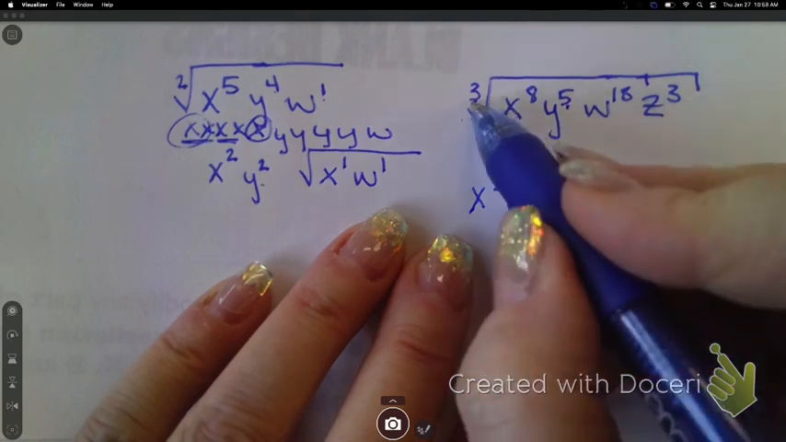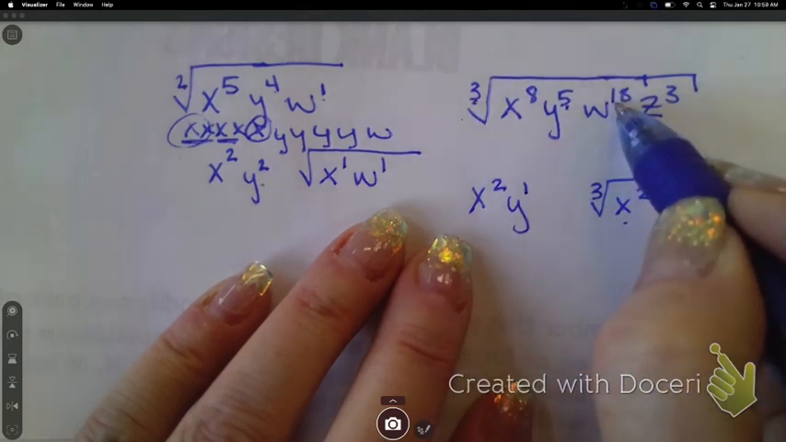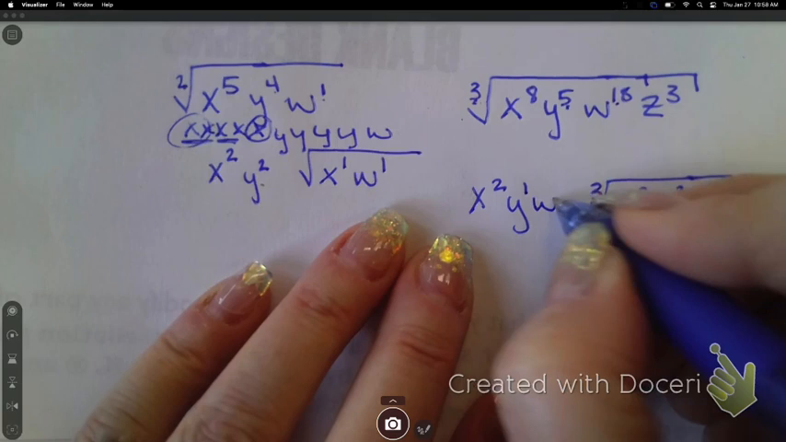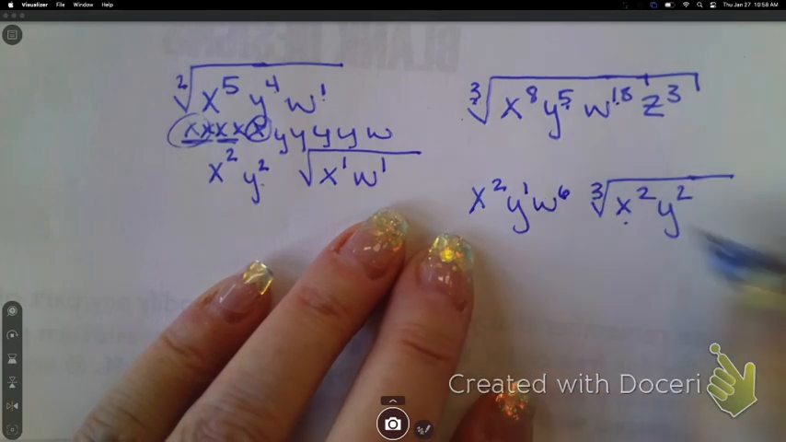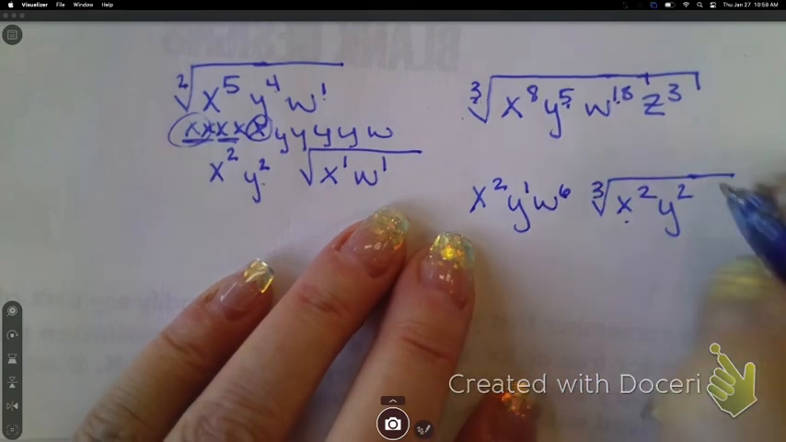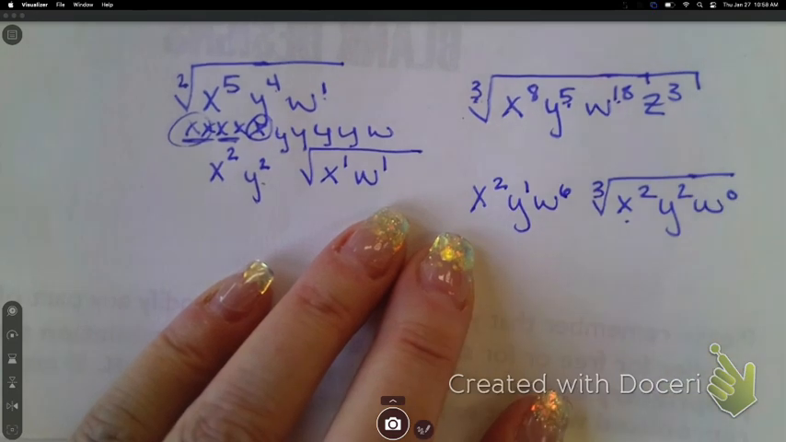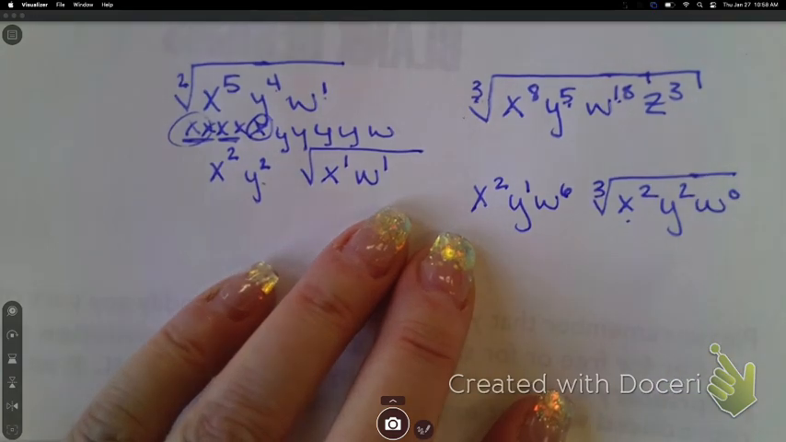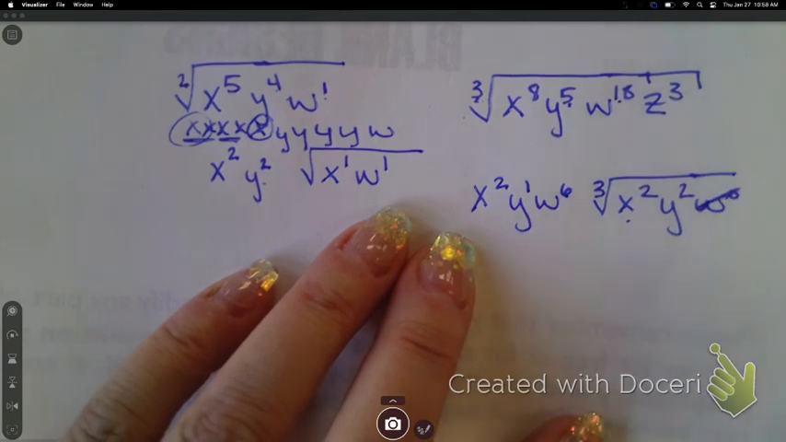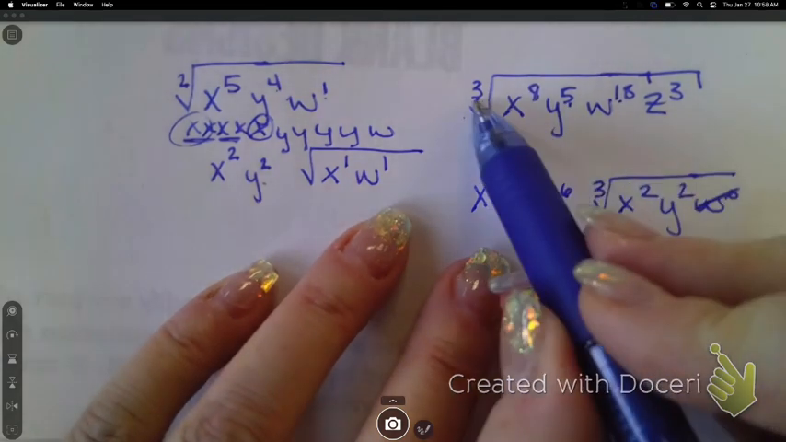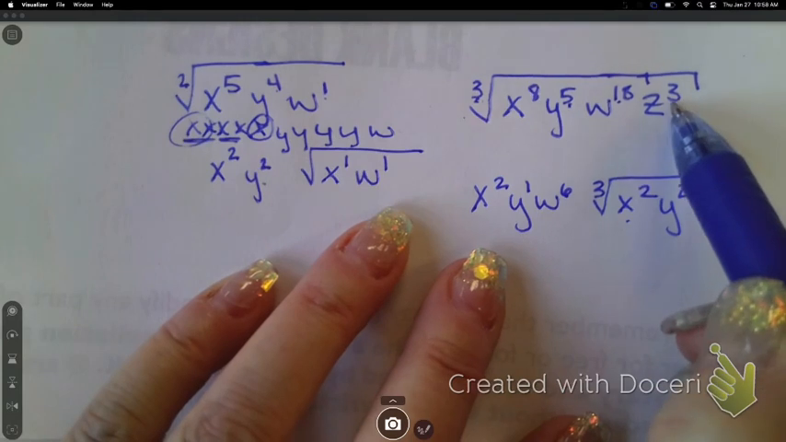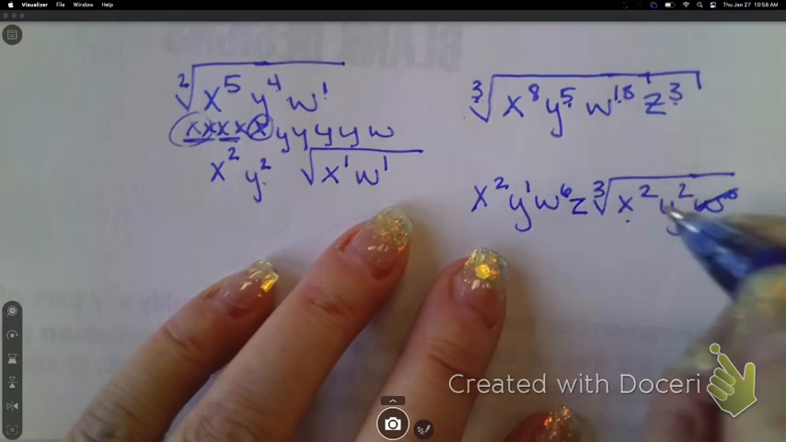Okay. 3 goes into 18 how many times? 6. Is there any left over? No. So there's nothing inside anymore. Or you could put w to the 0, which is just 1, right? Anything to the 0 power is 1, those exponent rules. So it doesn't matter. Now, 3 goes into 3 how many times? Once. Is there anything left over? No.